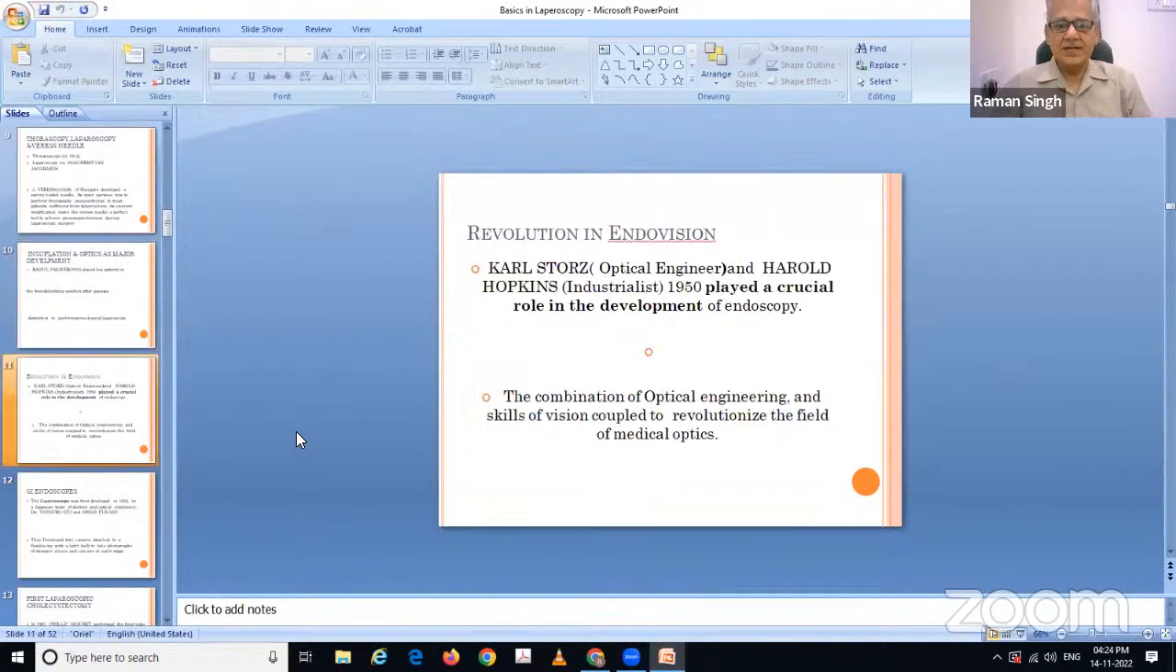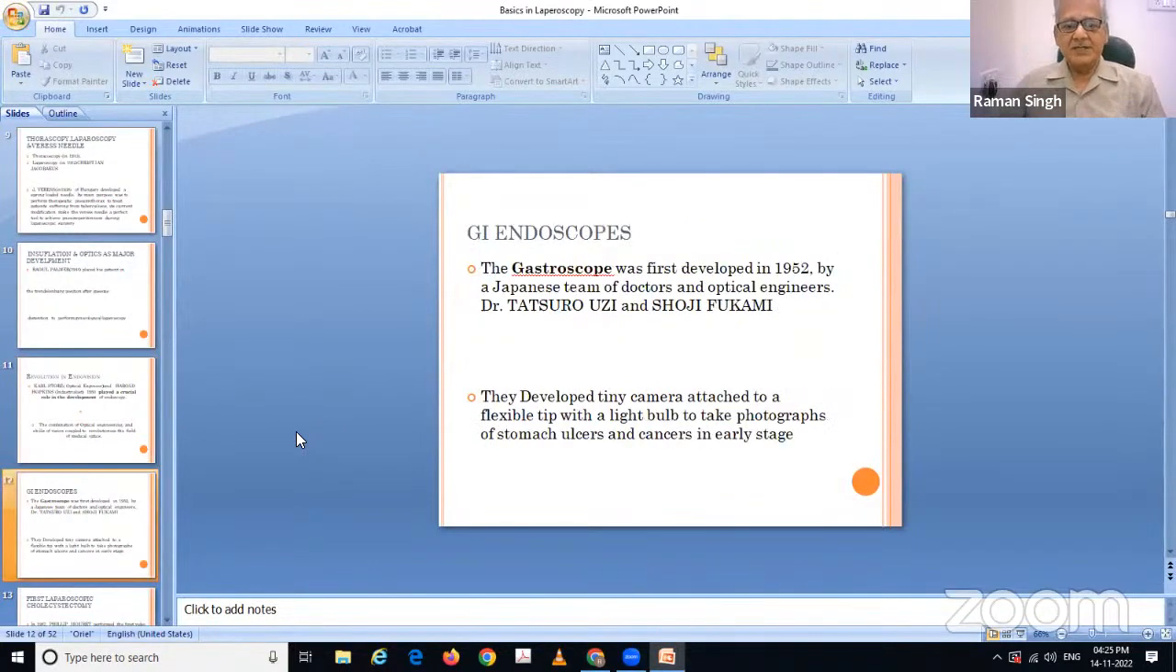Now, the revolution in endovision: Karl Storz, an optical engineer, and Harold Hopkins, a physicist, combined their knowledge and developed today's various types of laparoscope. The contribution of optical engineering and increased vision revolutionized the field of medical optics. The GI endoscopes were developed by the Japanese. They developed a tiny camera attached to a flexible tube with a light to photograph the stomach, ulcers and cancers, especially in early cases, because Japan is very famous for gastric cancers.